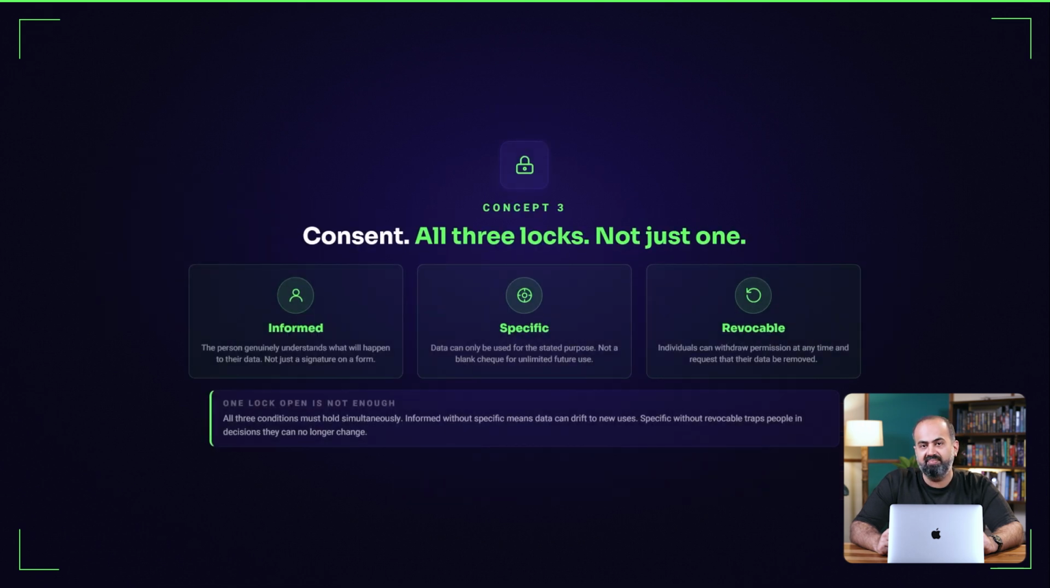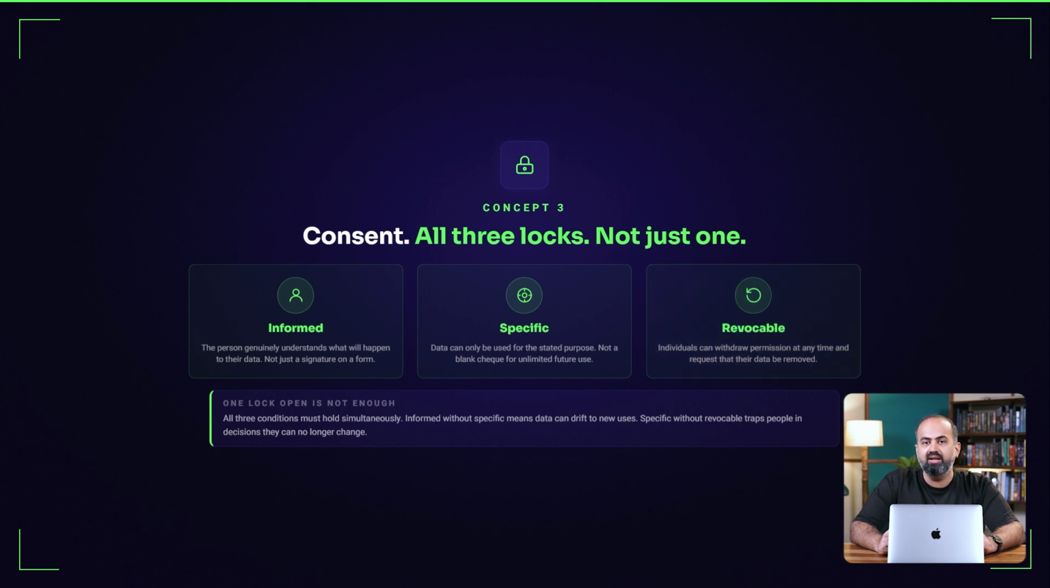The third concept is consent, that is informed, specific, and revocable. Consent is not just a signature on a form. Informed consent means that the person genuinely understands what will happen to their data. Specific consent means the data can only be used for the stated purpose, not as a blank check for unlimited future use. Revocable consent means individuals can withdraw their permission at any time and request that their data be removed.